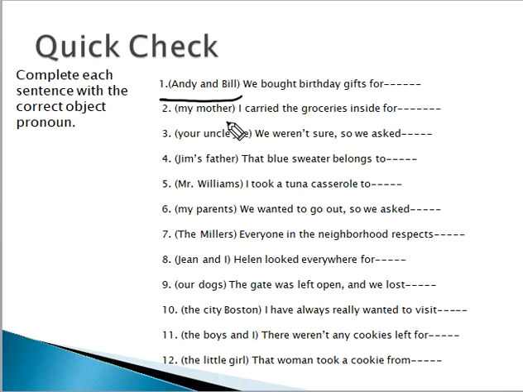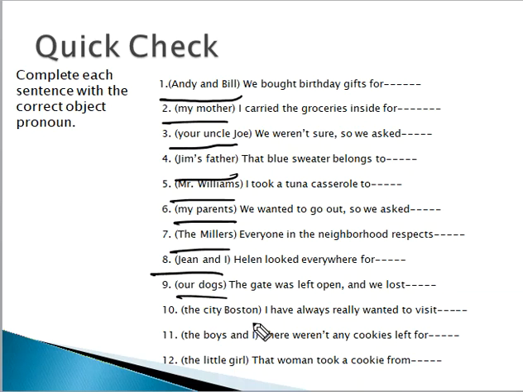Andy and Bill, my mother, your Uncle Joe, Jim's father, Mr. Williams, my parents, the Millers, Jean and I, our dogs, the city Boston, the boys and I, the little girl. Let's try to eliminate these nouns and replace them with the proper object pronoun. Remember, object pronoun.